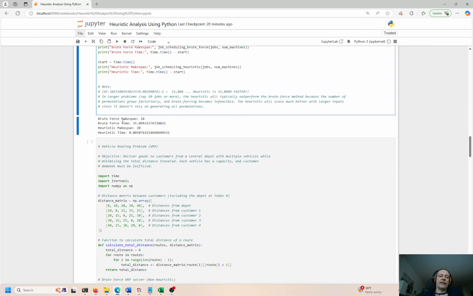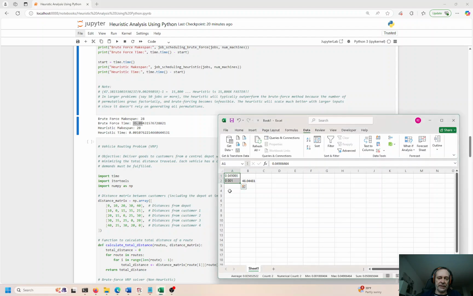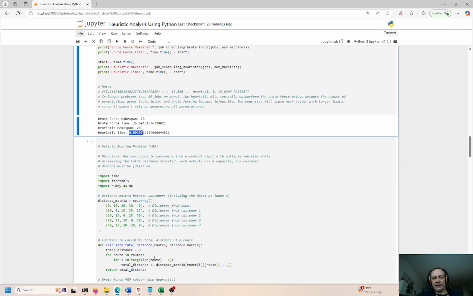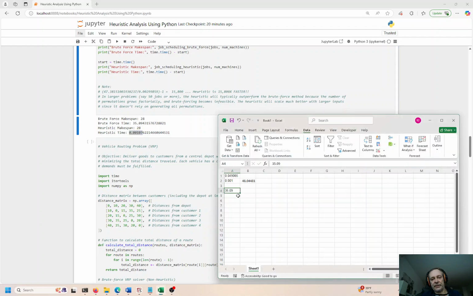So we have the brute force method. There's going to be 28 tasks done completely, and here the heuristic approach has 28 also. Here the brute force method says it takes 35.9 seconds to complete. So let's record that, 35.9, and this takes 0.00107 time to complete. Let's look at the boost in productivity minus 1. Okay, division happens first. So 35.09.